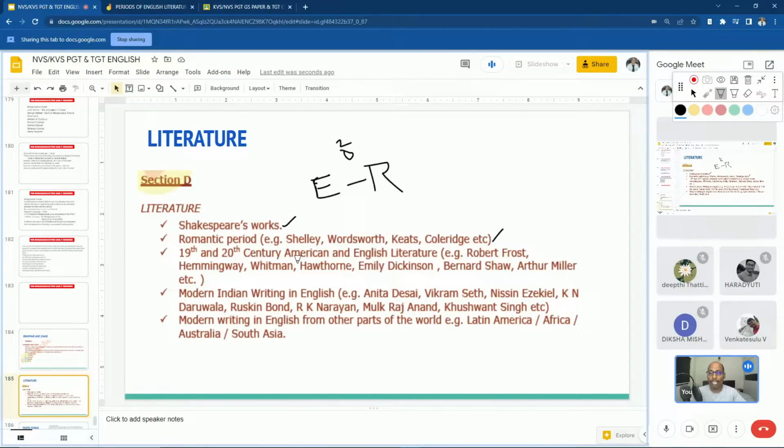Then 19th and 20th century American and English literature, they have given important writers: Robert Frost, Hemingway, Whitman, Hawthorne, Emily Dickinson, Bernard Shaw, Arthur Miller, etc. And then modern Indian writing in English and modern writing in English. It has only five parts. You mean from the period of the Restoration onwards we have to follow, right? Not the Restoration period. That also doesn't come in the examination. According to the examination point of view, this is the syllabus. But we cannot study English literature in that manner.